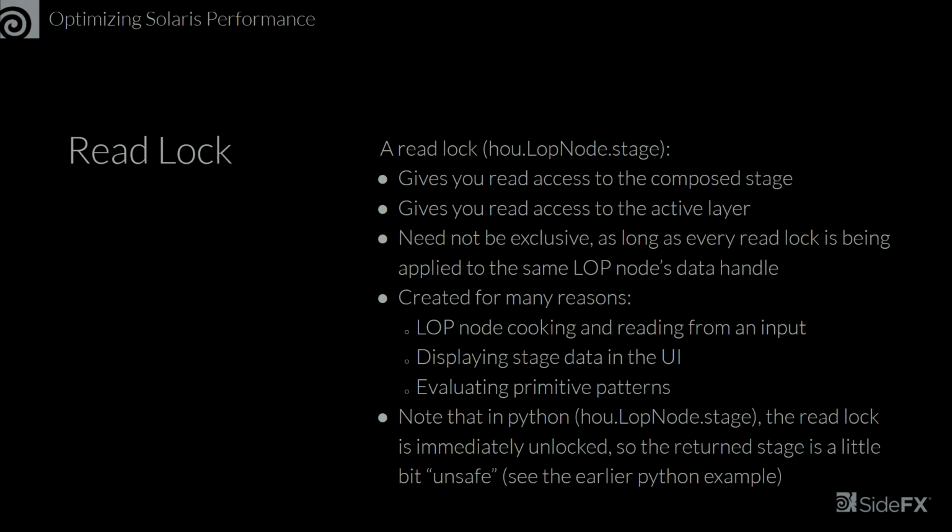And so read locks, you create them for when you're cooking a lop node, when you're evaluating expressions that refer to a lop node stage, when you're displaying the UI, the viewport has to take a read lock. Anytime you need a USD stage, scene graph tree, when you're evaluating primitive patterns, this is one that sometimes people don't think about. To evaluate a primitive pattern on a stage, you still need the stage. So that's going to get a read lock of the stage as well, which is why the hou.lop selection rule function, to evaluate and return a list of primitives, you have to pass in a node, because it's going to take that node and get that node's stage by locking it.